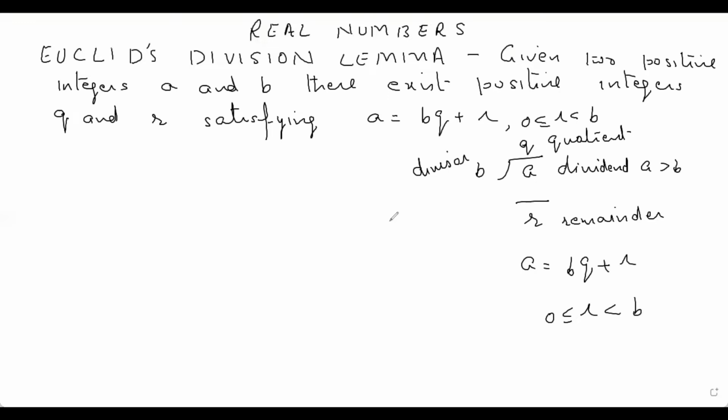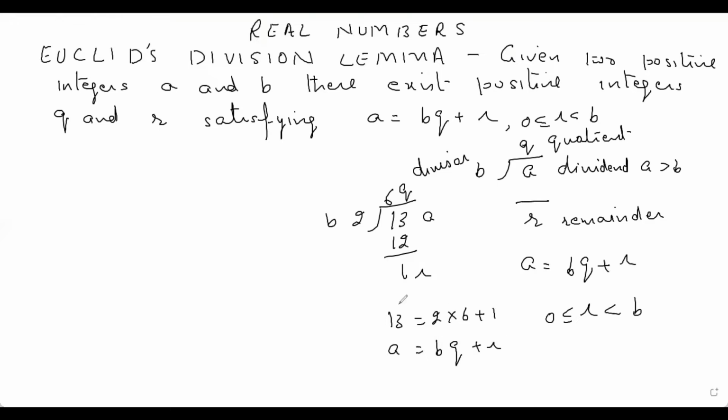Now, if I take one example, take the number 13, divide by 2. 2 6s are 12. You will get 1. It means 13 is a, this is b, this is q, this is r. So 13 is equal to 2 into 6 plus 1. It means a is equal to bq plus r, where this is b, this is q, and this is r. So you can understand this now.